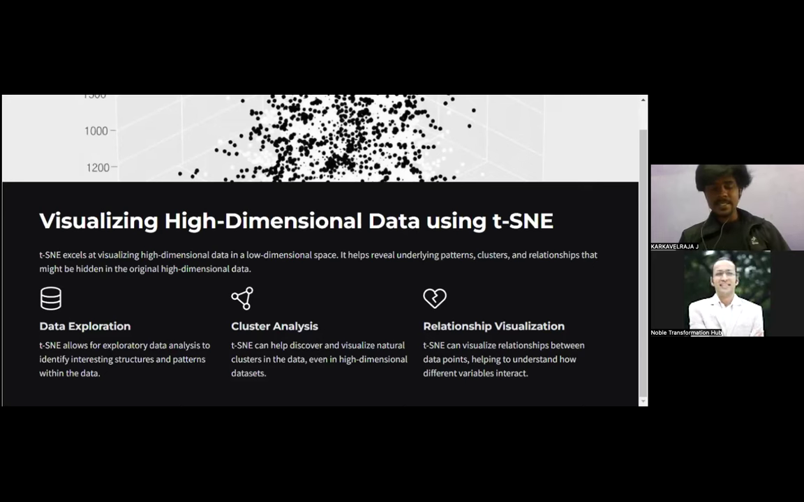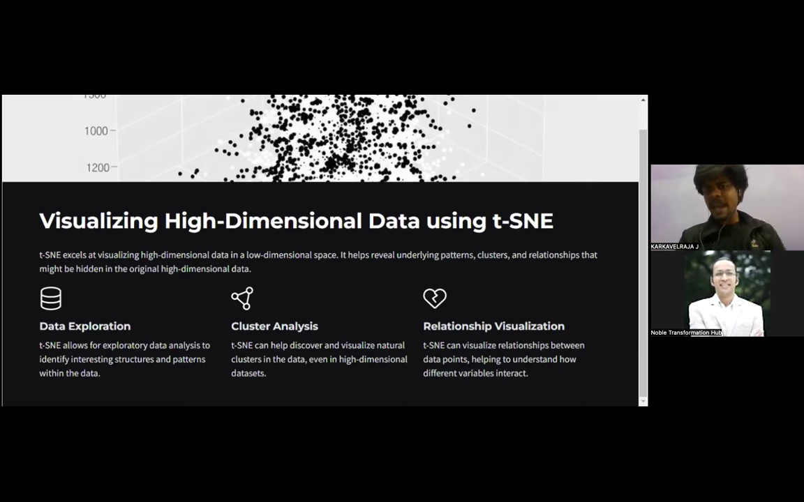Like cluster analysis. Yes, t-SNE can help discover and visualize natural clusters in the data set, even in high dimensional data sets. Because we convert into a low dimension, we can do the visualization. Once visualized, we can say these are the categories, this belongs to cluster A, and this category belongs to cluster B. Like that we are able to do the cluster analysis. Finally, relationship visualization. t-SNE can visualize relationships between data points, helping to understand how different variables interact. Whenever you have multiple features, you can use t-SNE and a combination of other plots so that you can identify how two features are related to each other.